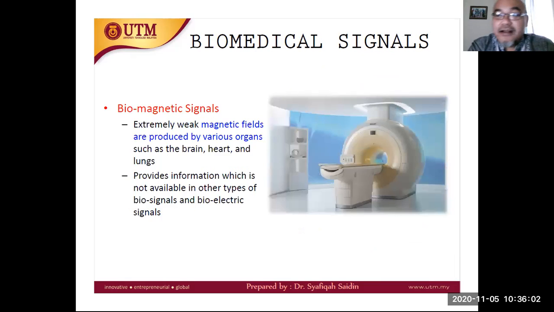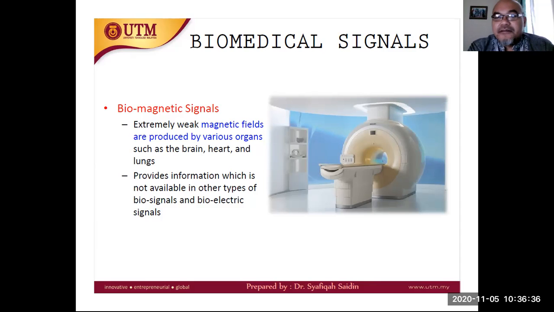Biomagnetic signal, MRI, for example, magnetic resonance imaging, is used to measure this weak magnetic field produced by our various organs. And this technique is now developed quite a lot, besides also enhancing its resolution by more sensors. But also there is what we call functional MRI. Functional MRI measures the magnetic resonance imaging of particular chemicals being injected into the body.